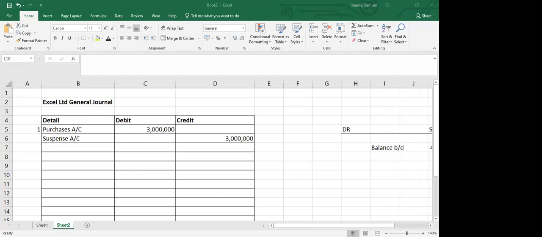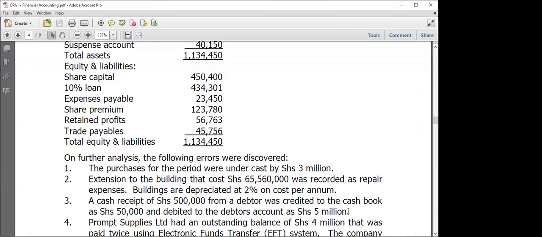So our second part of the question is saying an extension to the building that cost 65 million was recorded as a repairs expense. Buildings are depreciated at 2% on cost per annum. Now, this part itself is indicating two things. This error is an error of principle, just like the example I gave you of a motor vehicle that was recorded as purchases.